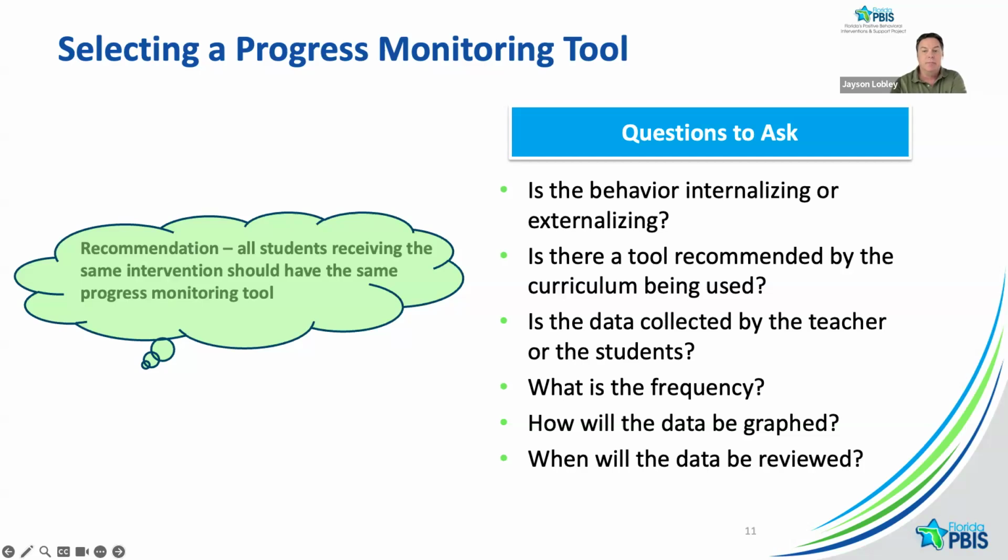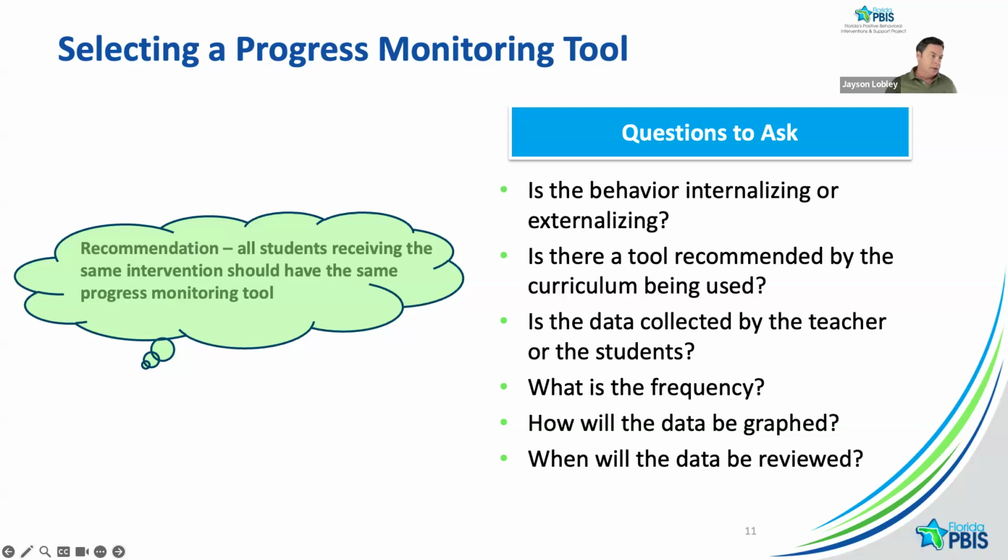If you are using a curriculum, the publisher may have a tool built into that. So that might be a progress monitoring tool that you could use with that particular curricular intervention. And then lastly, consider how easy it is to collect data with your forms. Is this something that's going to be very labor intensive? You may want to rethink that. We want this process at Tier 2 to be very efficient but effective. We want to be able to graph it easily, pick up on those small changes, and also consider how often data will be reviewed.